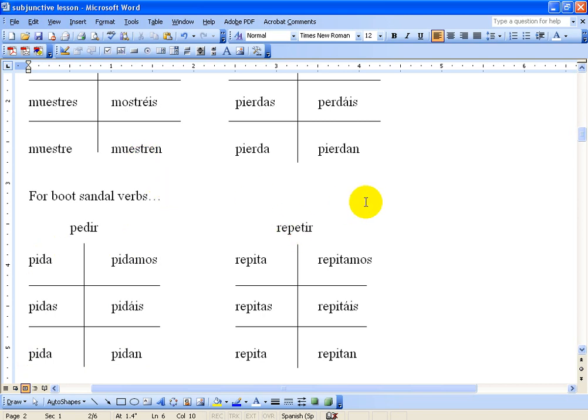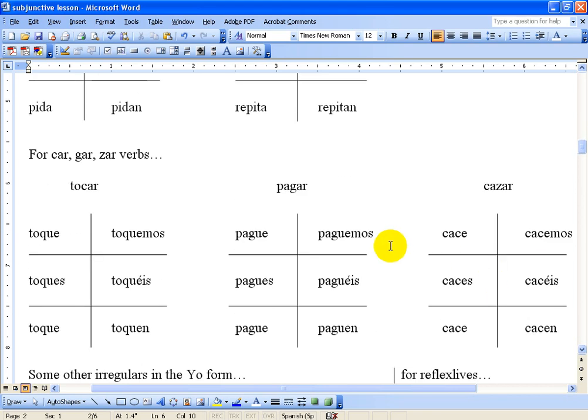Repetir is also an E to I verb in the present tense, and it's also a sandal verb in the preterite, and you'll notice that the E to I change also stays with it all the way throughout, including the nosotros and the vosotros forms of the verb. So, I'm going to go down here a little more. You've probably heard about these car, gar, zar verbs. You've got to do something to them to keep the sounds that they have. So for the car verbs, we got to change that C to a QU to keep the K sound. For the GAR verbs, we got to stick an extra U in there to keep the G sound. And for the ZAR verbs, we got to change that Z to a C.